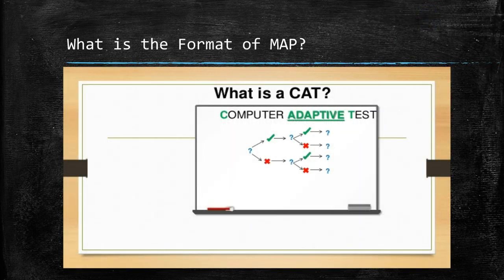What is the format of MAP? MAP is basically a computer adaptive test. The difficulty of the test adjusts to the student's performance. As they answer correctly, the questions become harder. As they answer incorrectly, the questions become easier. It will build a test unique to each student.